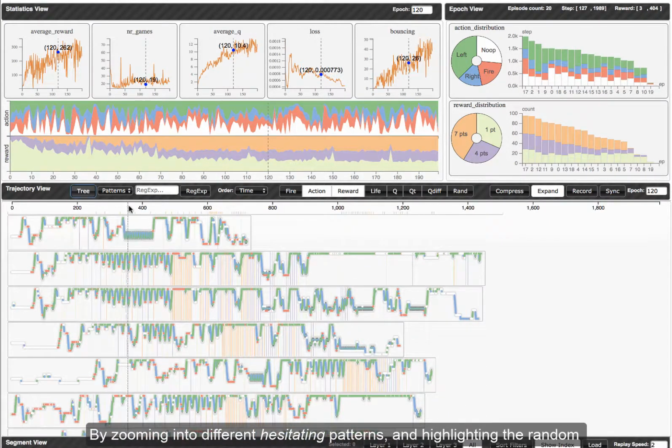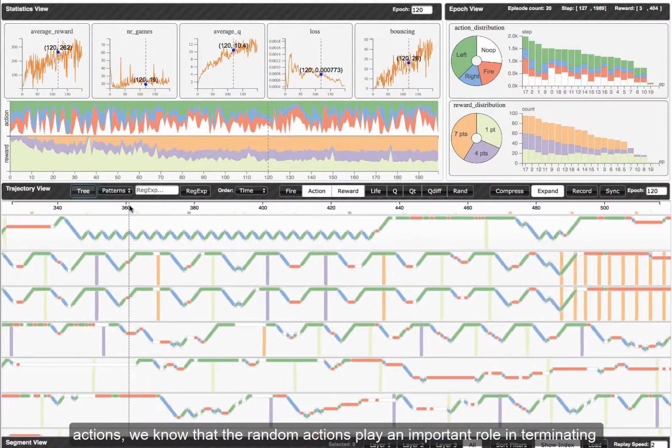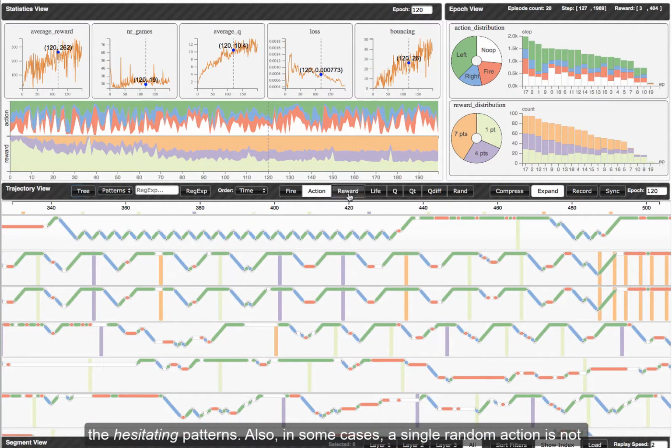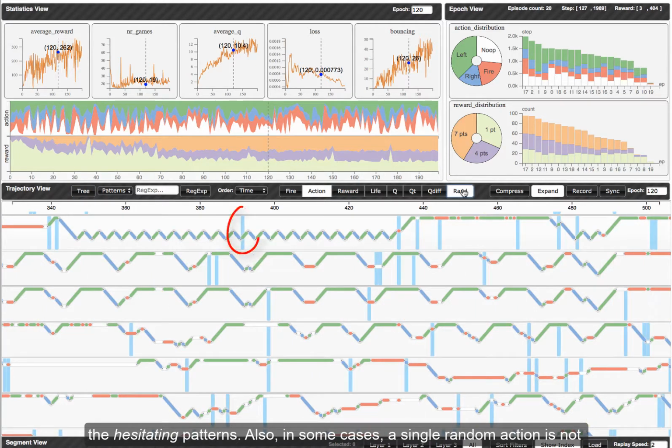By zooming into different hesitating patterns and highlighting the random actions, we know that the random actions play an important role in terminating the hesitating patterns. Also, in some cases, a single random action is not enough to completely terminate the hesitating pattern.